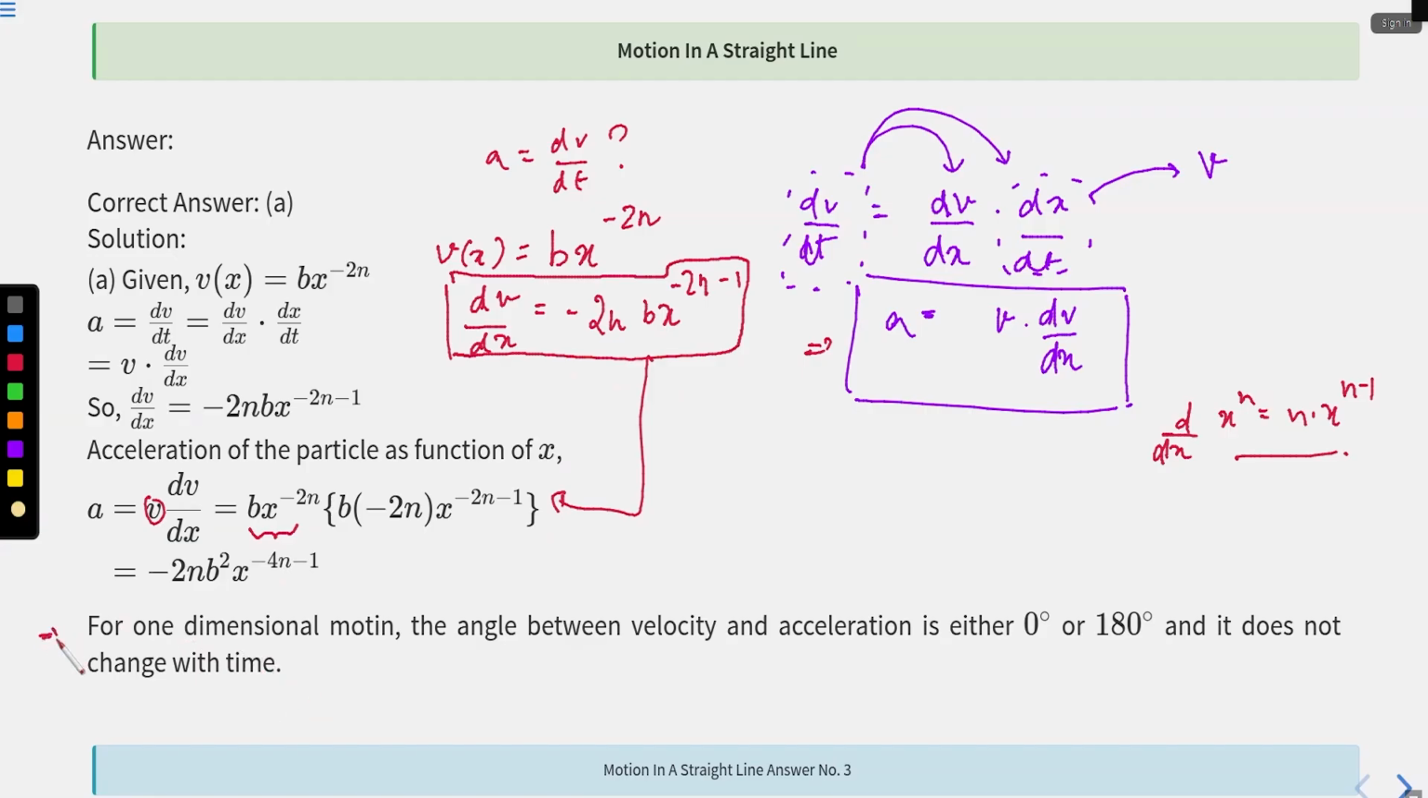Now, one thing which has to be mentioned over here is that for one-dimensional motion, I'm specifically talking about one-dimensional motion only. I'm not talking about two-dimensional. One-dimensional motion means motion in a straight line. So if you're in motion in a straight line, then the angle between the velocity and acceleration is 0 degree or 180 degree, and it does not change with time. You have to note this thing, right? So the important note is that for one-dimensional motion, the angle between velocity and acceleration is either 0 degree or else it will be 180 degree. And it won't change with time.